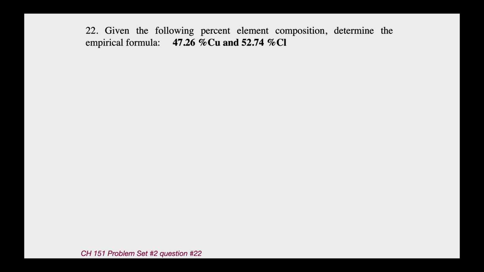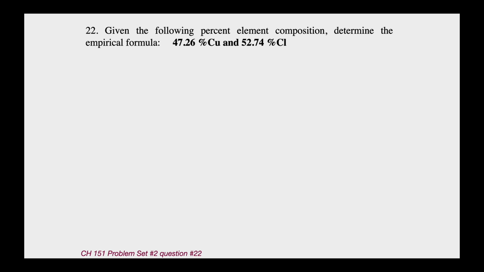Remember that every formula, H2O, CO2, NaCl, is a ratio of moles. So any formula you can think of is a ratio of moles. So we have to somehow get those percentages into moles. So what I would do here is first turn those percentages into grams. Let's assume we have 100 grams of this compound. That would be 47.26 grams of copper and 52.74 grams of chlorine.